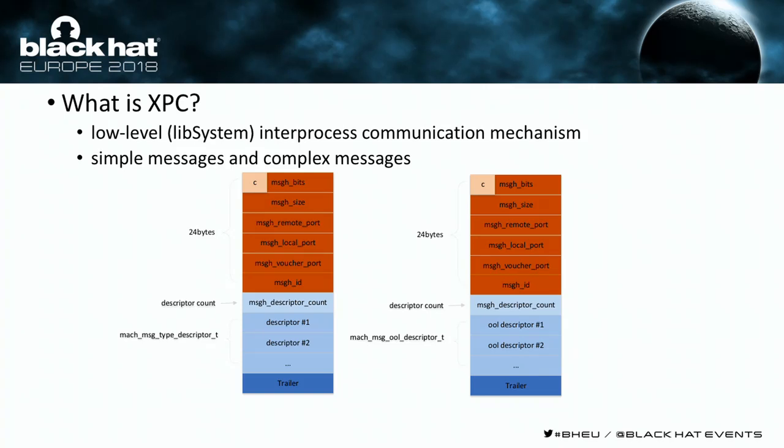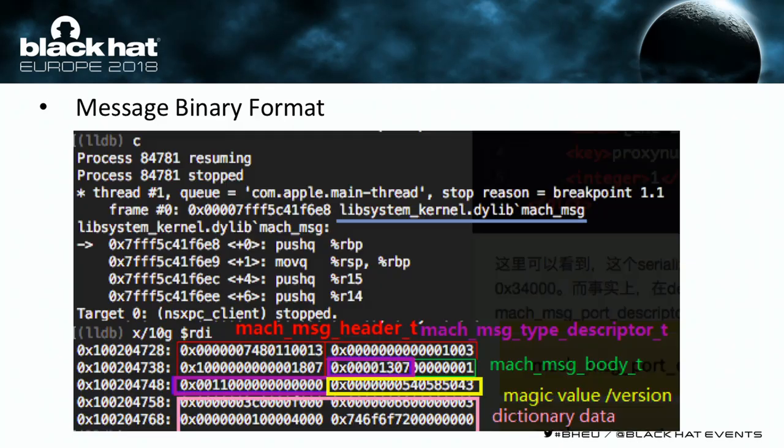XPC has its own data types, such as int, double, and dictionary. However, in the end, all of this data will be serialized into XPC messages and sent by the mach message function. For mach messages, there are two kinds: simple ones and complicated ones. And what does an XPC message look like in memory?